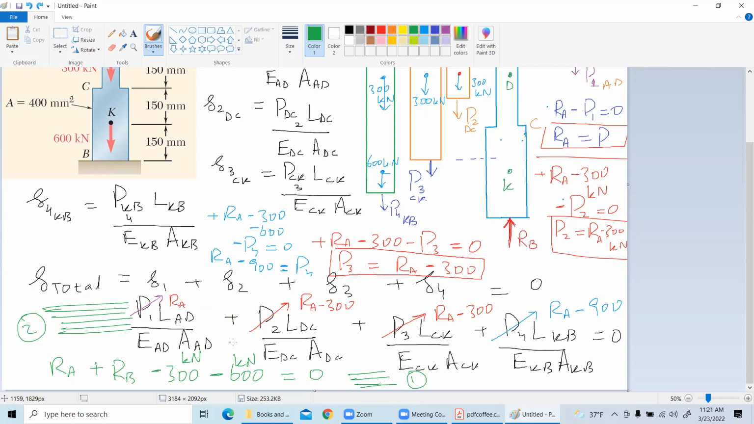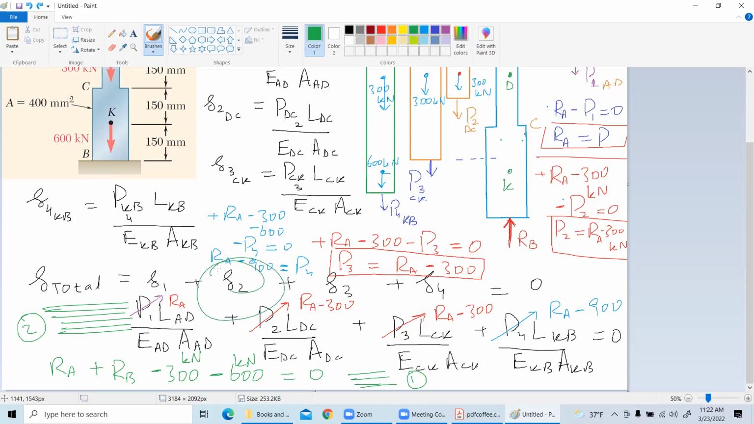And just a quick remark: if the whole structure is made up of the same material, then EAD equal to EDC equal to ECK equal to EKB. So everything will go to the right hand side and will multiply with a 0. And the lengths are also equal in this problem. LAD cancels with LDC, will also go to the right hand side. That's an easy problem, by the way. So technically it will be the areas that will be the deciding factor, and two equations, two unknowns.